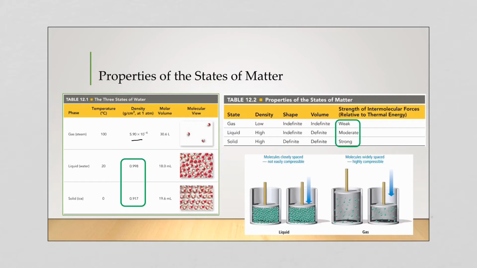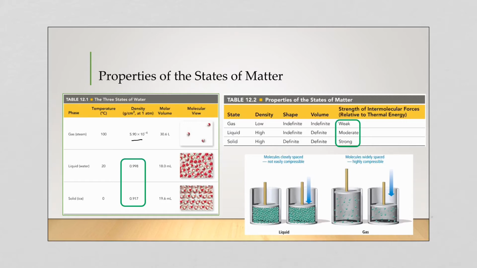Now, if we take a big picture look at all the phases, and again, these should be nothing new here, really, except for the last category. We talk about the densities, we talked about the shape and the volume. Now, what we're going to focus on in this chapter is what's called the intermolecular forces. These are the forces that hold the molecules to each other in a sample. So in a gas, as we talked about in our chapter on gases, those molecules are not really held together at all.